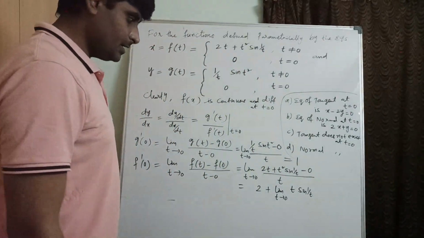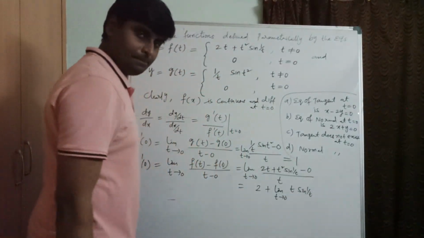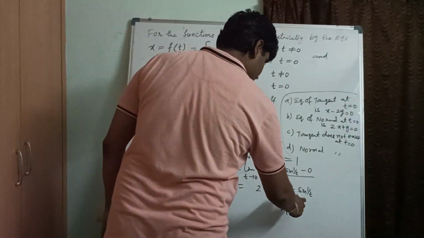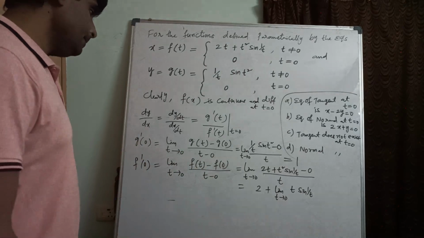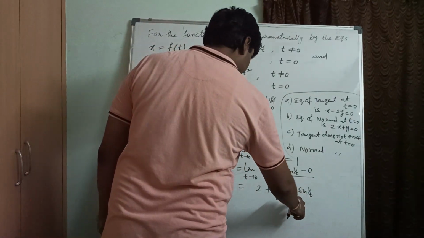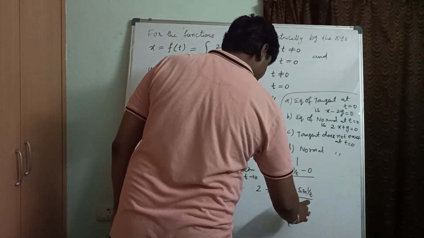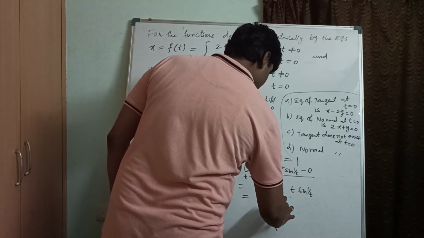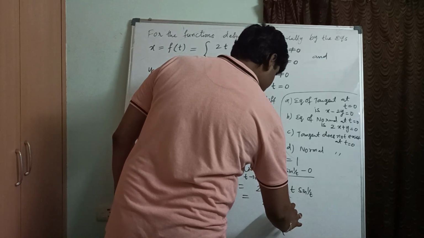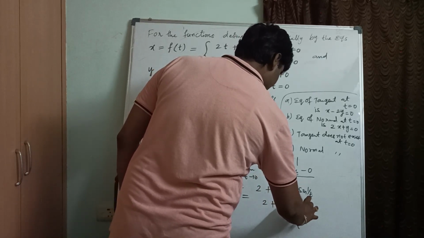Correct? Right? So this t comes down, 1 by t. Whenever t comes down, sin 1 by t by 1 by t, so that will become 1 here. So from this, what will we get? 2 plus limit t tends to 0, sin 1 by t by 1 by t.